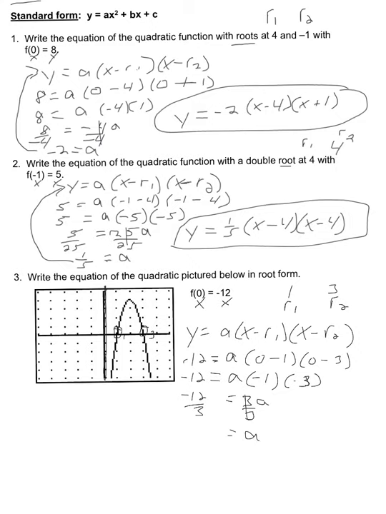A equals negative 4. Take that, plug it back in for a in my original equation, and put my x's and y's back in. So I've got y equals my a, which is negative 4, parentheses, put my x back in, minus root 1, which is 1, and x back in, minus root 2, which is 3.